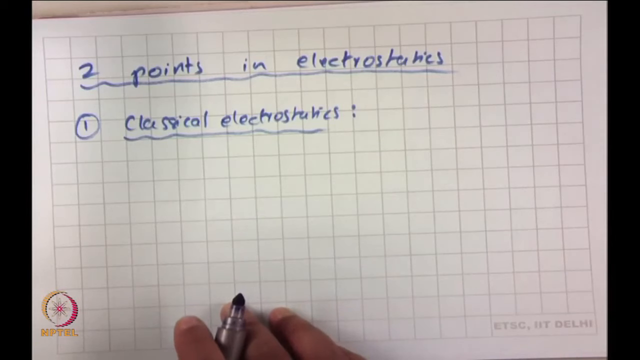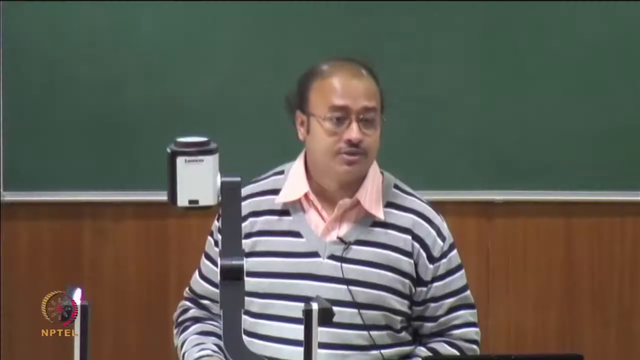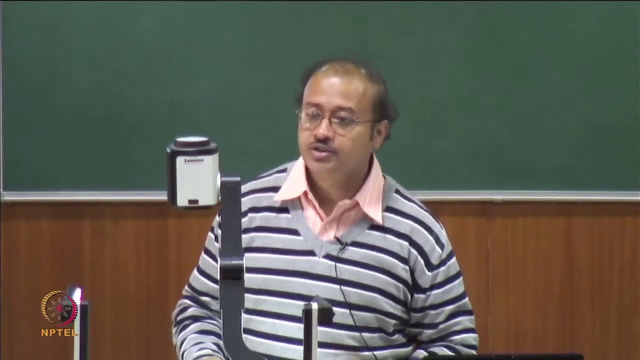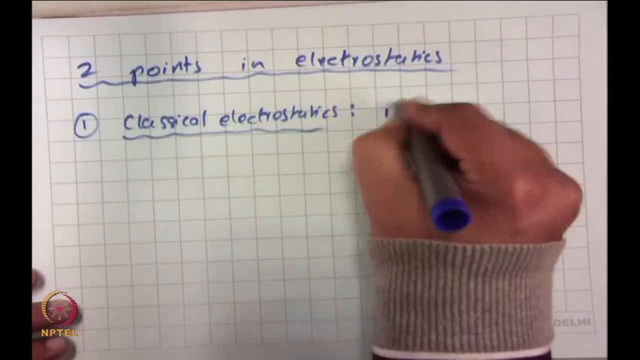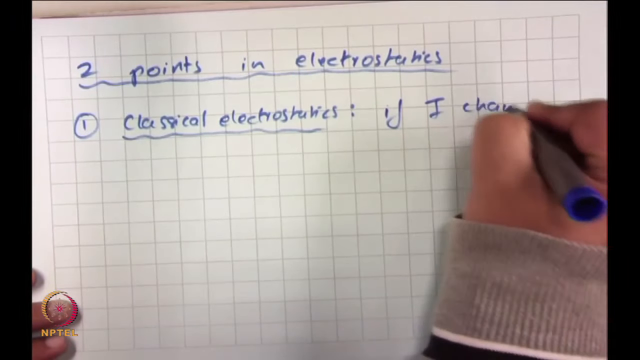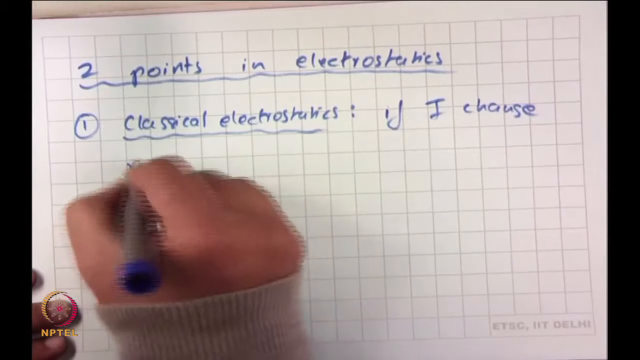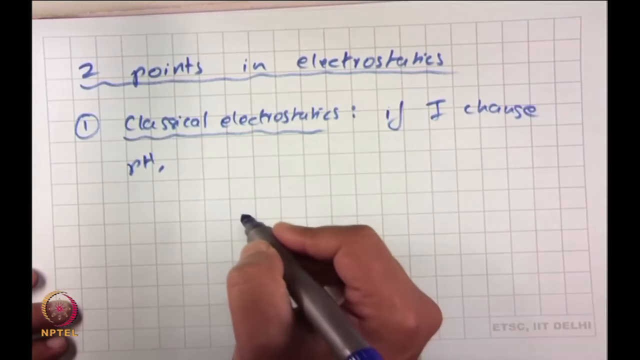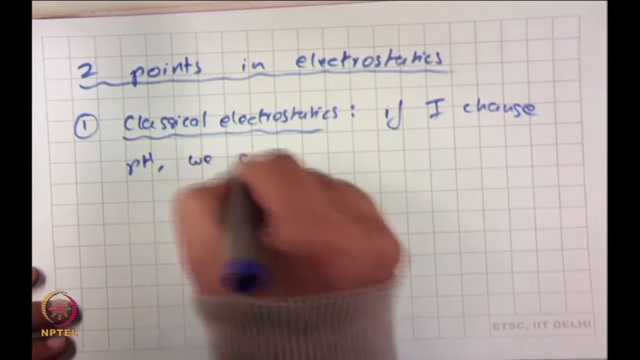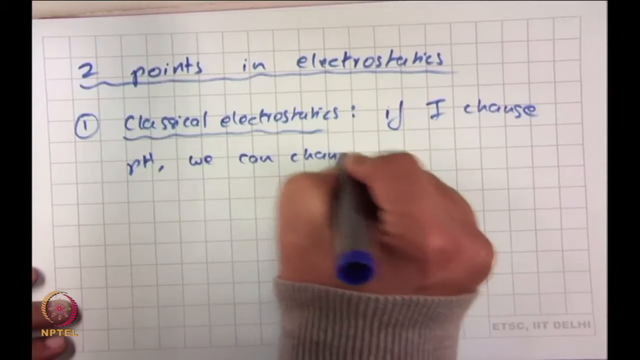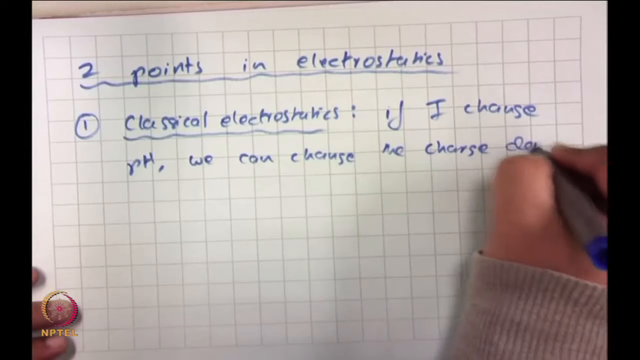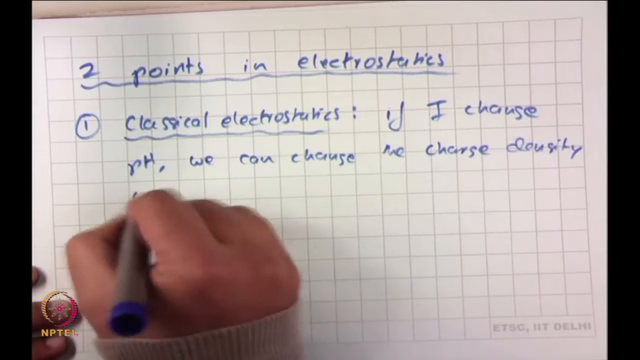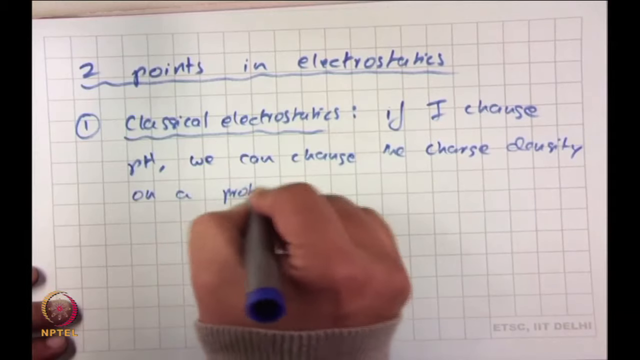Now, what does this have to deal with? So, in classical electrostatics, remember classical electrostatics deals with charges, attractions, repulsions and all these things. That is what classical electrostatics is all about. So, you can understand if we change pH, we can change the charge density on a protein molecule.